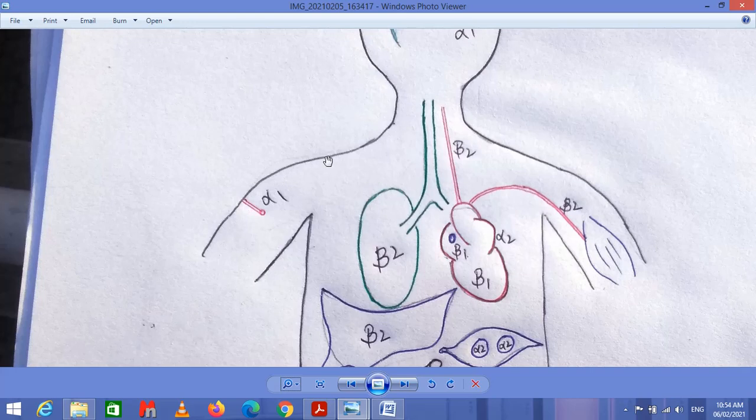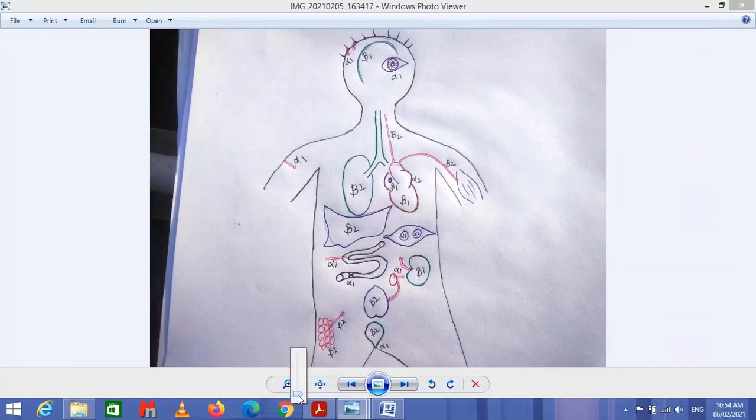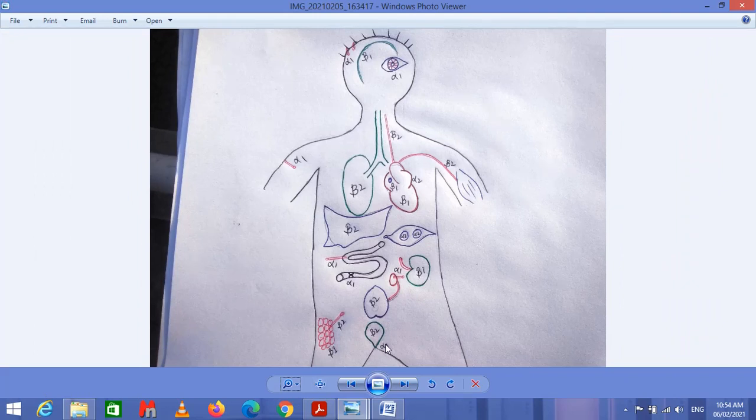Similarly, all the blood vessels which supply blood to the skin contain the alpha 1 receptor. So all the blood vessels which supply blood to the skin are contracted due to the presence of alpha 1 receptors, to decrease the supply of blood to the skin. Why during a stress situation is blood supply to the skin decreased?